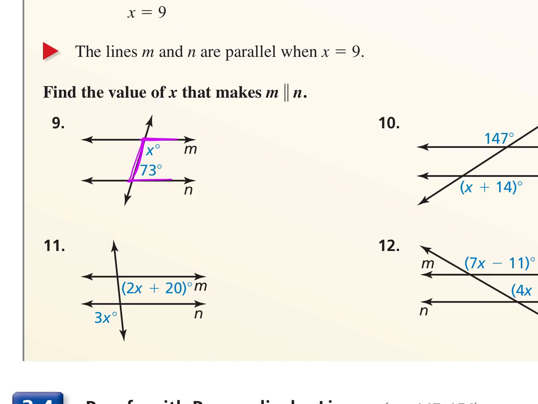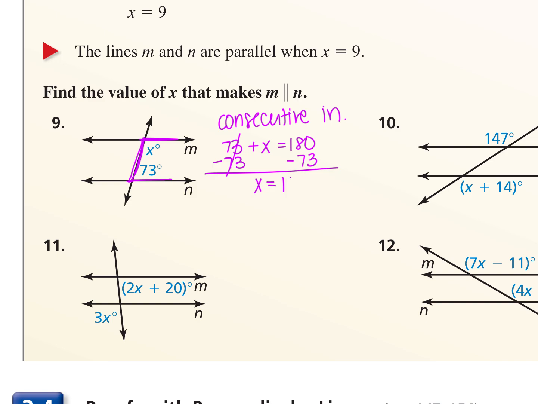These two angles are consecutive interior angles, and consecutive interior angles are supplementary. So consecutive interior. All right, solving it, I'm going to have 73 plus x equals 180. Subtract 73 from both sides. X is going to equal 107 degrees.